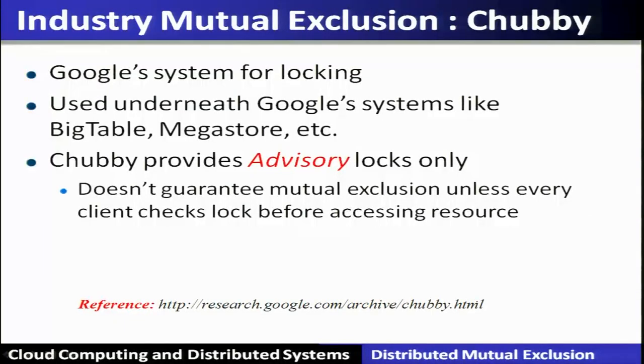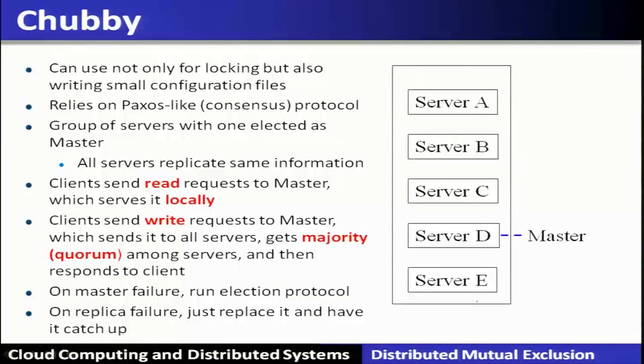Advisory locks means that the client has to invoke this particular lock, and only then is the mutual exclusion guaranteed. If the client doesn't do that, then the mutual exclusion is not taken care of. So that means it doesn't guarantee mutual exclusion unless every client locks before accessing the critical resources. Let us go and see the details of the Chubby system.